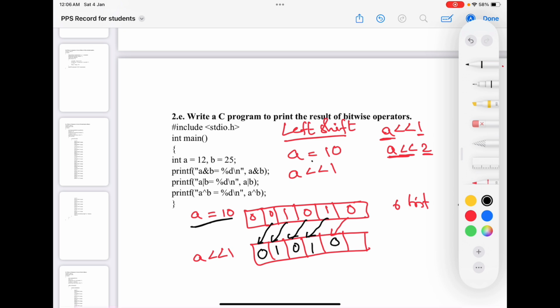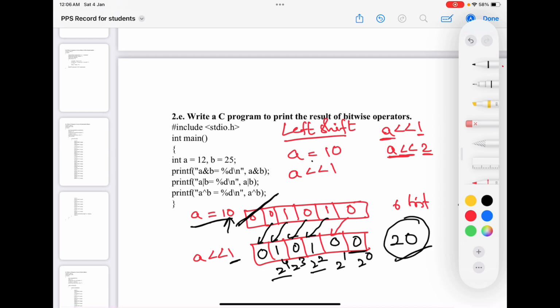Now, the answer. Look at this: this value will get truncated. I am adding this value with this 0. Now calculate the answer. 2 power 0, 2 power 1, 2 square, 2 cube, 2 power 4. 16 plus 4, 20. If you do a left shift operation by 1 bit on the number 10, then you will get the answer 20. This is the left shift operation.